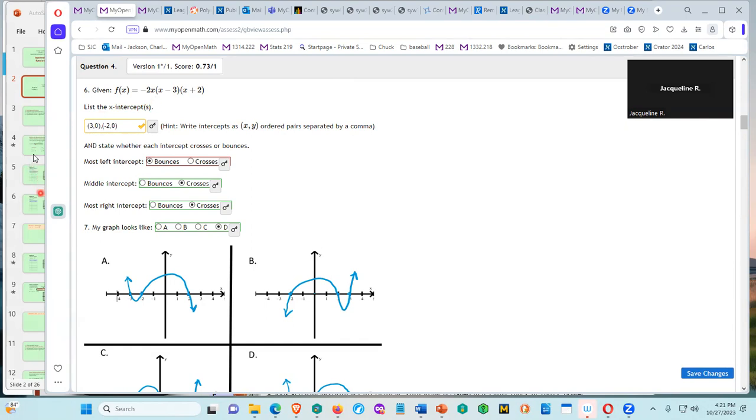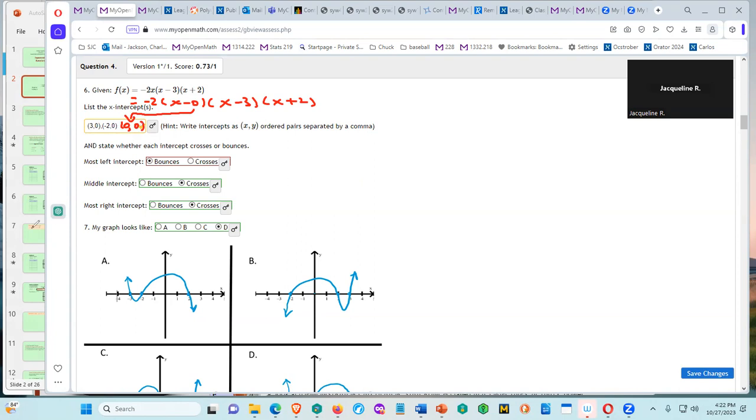Oh, okay. Yes, because it should match up with the chart. Yeah, because that, and it's also x minus 0. So that's another number like 3 and like negative 2. So 0 is another one. Oh, okay. That makes more sense. Yeah. State whether each intercept crosses or bounces.